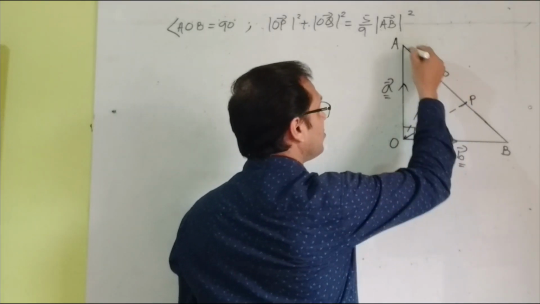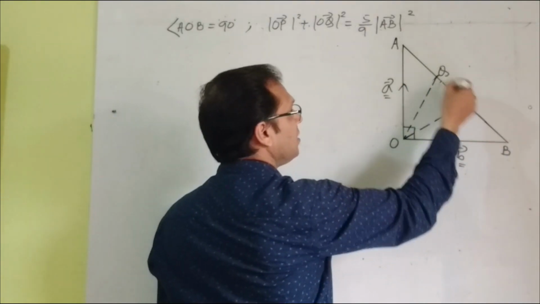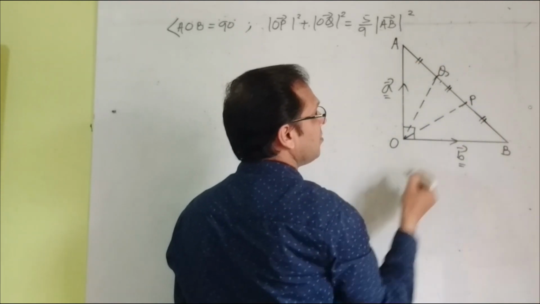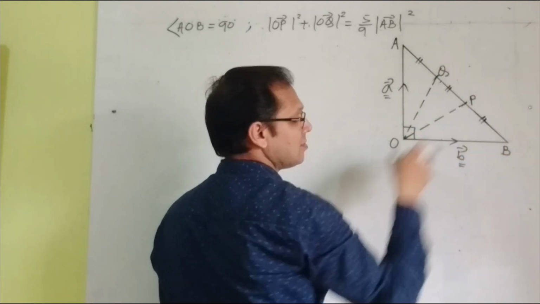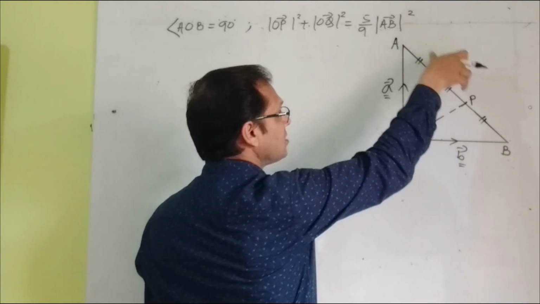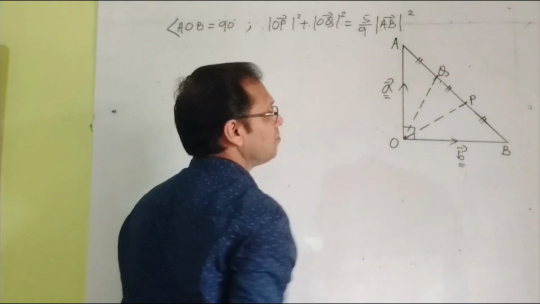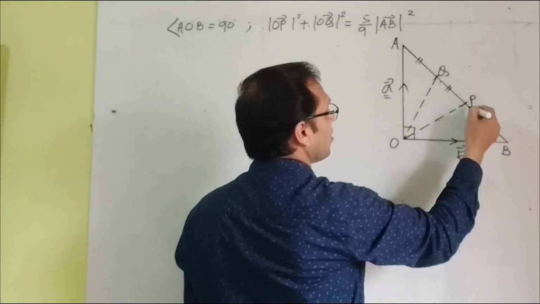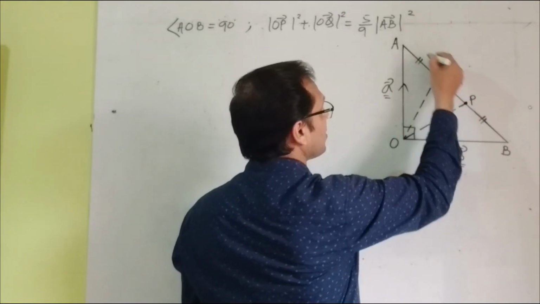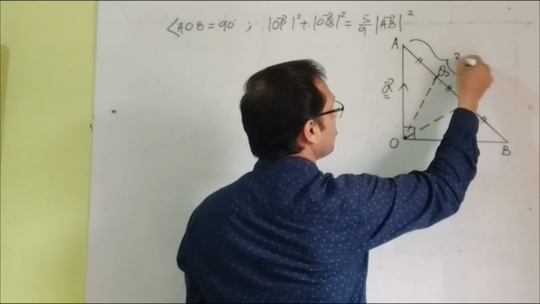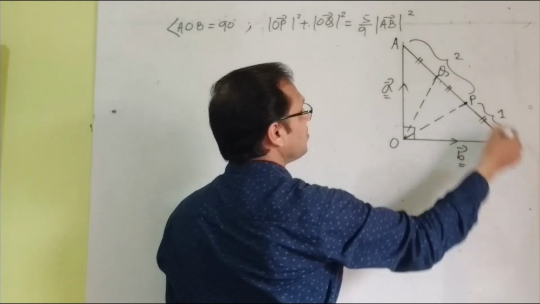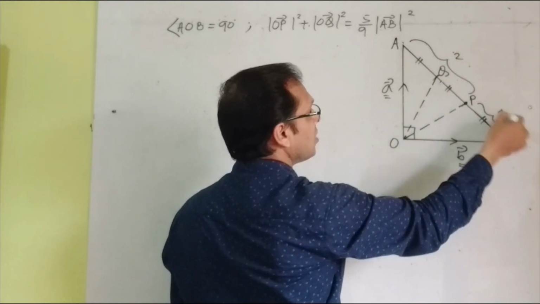P and Q trisect AB, what does that mean? P and Q divide AB equally into 3 parts. That means AQ is equal to PQ is equal to PB. So this part is equal to 2 parts and this part is equal to 1 part. So P divides AB in the ratio 2:1 internally.